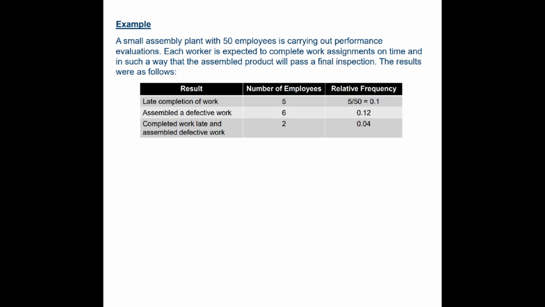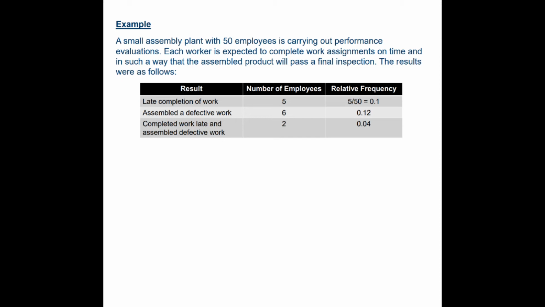Let's look at the last column. The last column is relative frequency. We know 5 out of 50. So 5 divided by 50 is 10%. 10% of employees completed the work late.